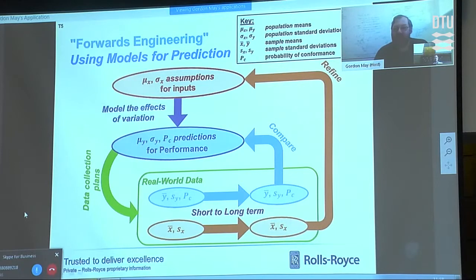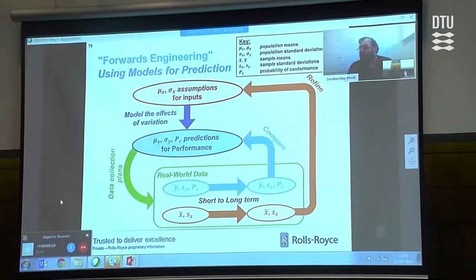And then the comparison, the verification and validation part, is the comparison of those two sets. So are those real-world samples aligned to the parameters of our predicted performance? Are those real-world samples of the inputs aligned to our assumptions? If we can answer yes to both of those, then what we've got is a verified and validated system.